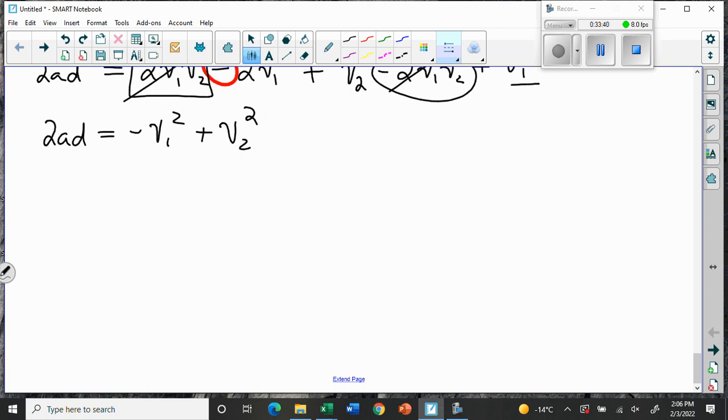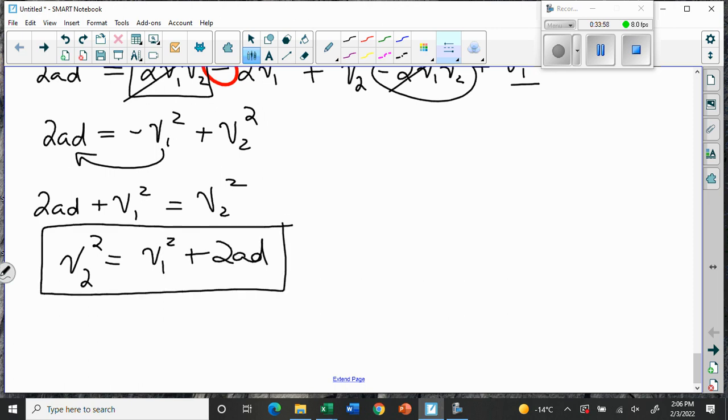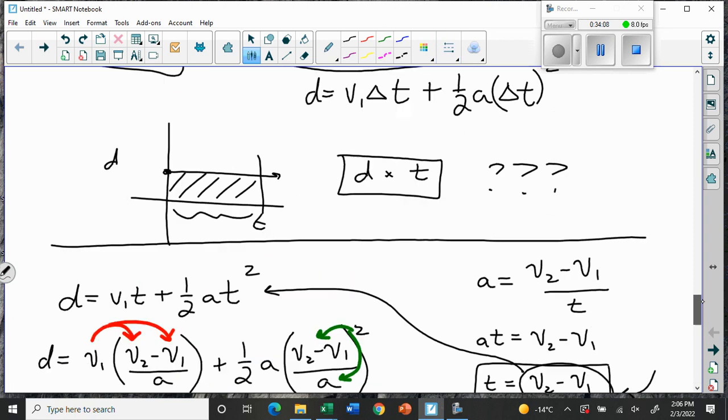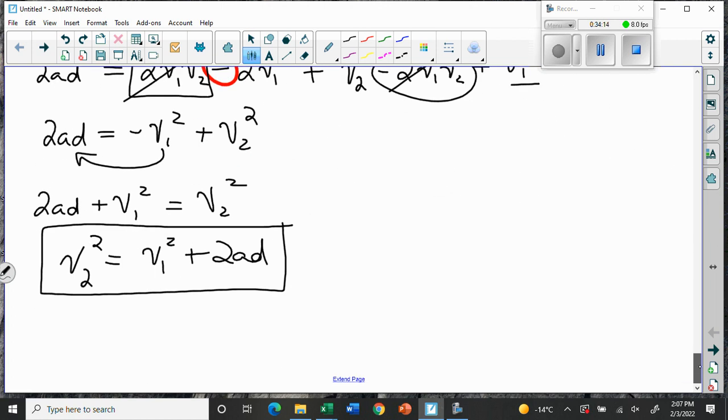And what we can do is rearrange this. We usually move this over to this side, so it's 2ad plus v1 squared equals v2 squared. And we just rearrange that, write it in the mirror, and we get this equation, which you'll remember from last year, which is an equation that eliminates time. If you ever want to eliminate a variable and you have two equations, isolate for that variable, like we did way up here, isolate for time, and then substitute it, and the t disappears, see? And now we have this equation, which we can use whenever we want if we don't have any time information. It's quite helpful.